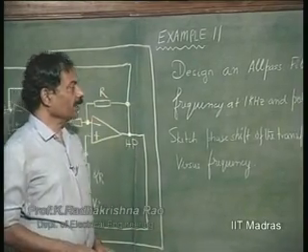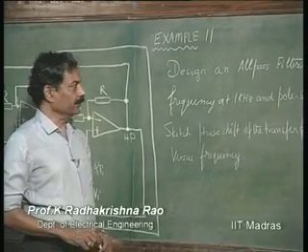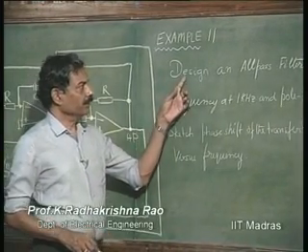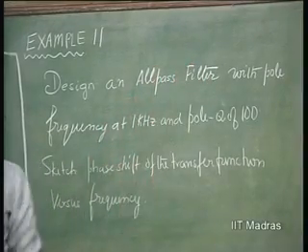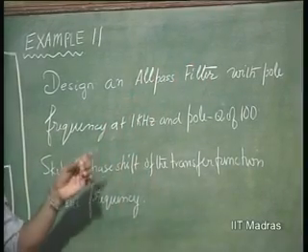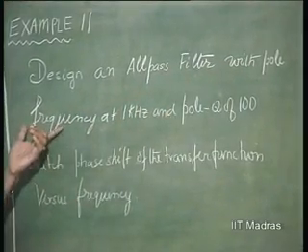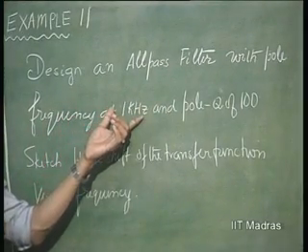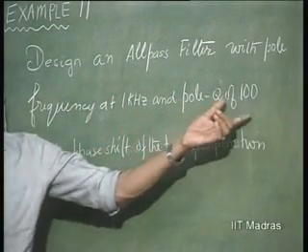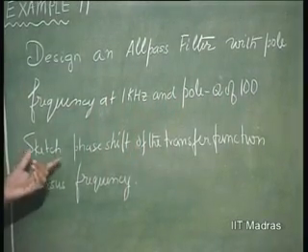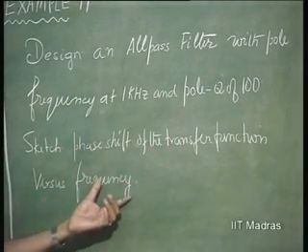Today we will consider example 11, in which we will design another important filter. Design an all pass filter. All pass means it will pass all the frequencies. So, what is it going to be used for? Let us see later. With pole frequency at 1 kilohertz, now we have understood pole frequency and pole Q of 100. Sketch phase shift of the transfer function versus frequency, that is important.